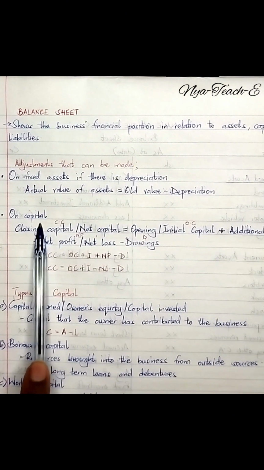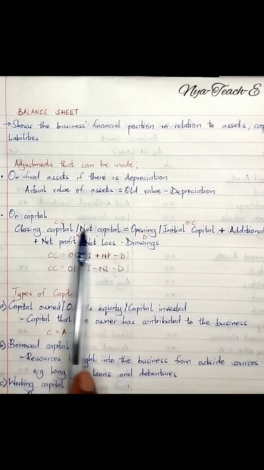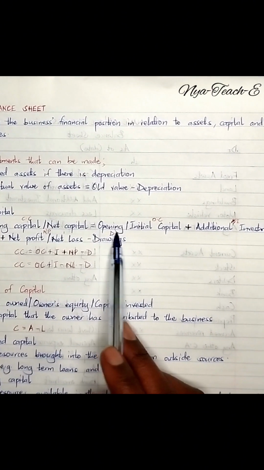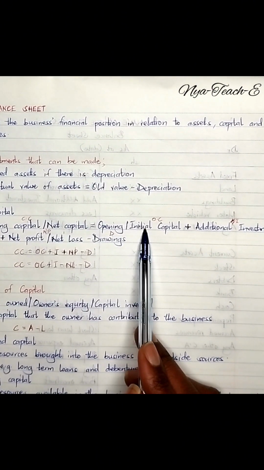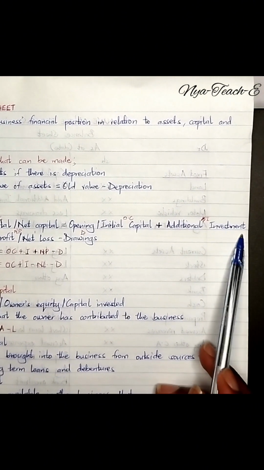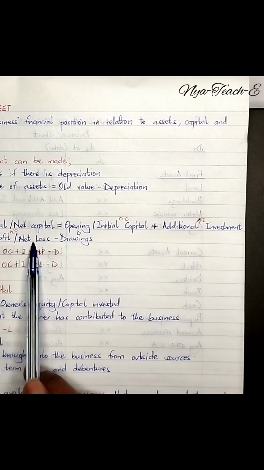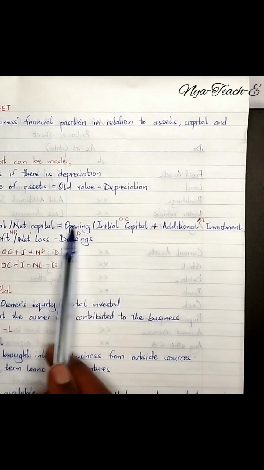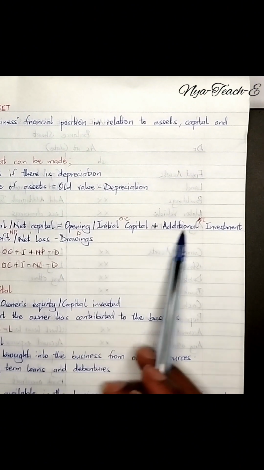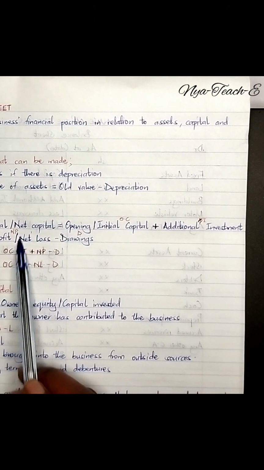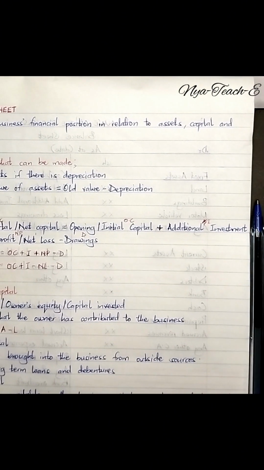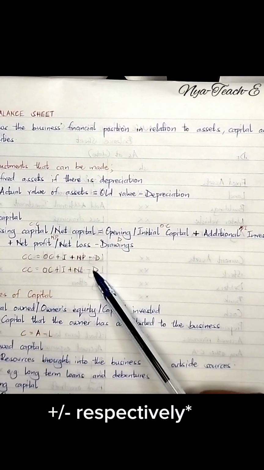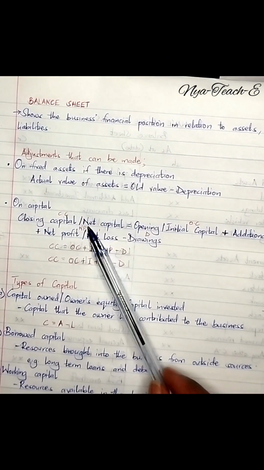What happens to capital? Are there any changes? Yes. To get closing capital, also called net capital, you will take the amount given as opening capital, also called initial capital, plus additional investment, plus net profit or net loss given, minus drawings. So this is opening capital plus additional investment plus net profit or net loss minus drawings. The formula is given there.